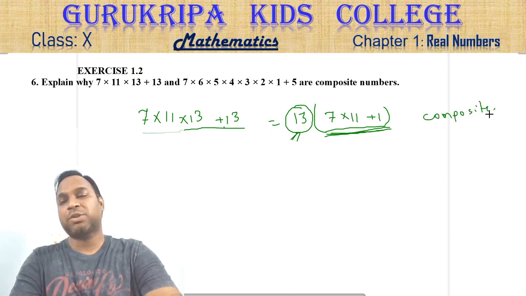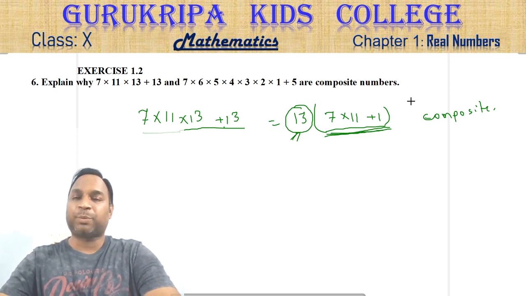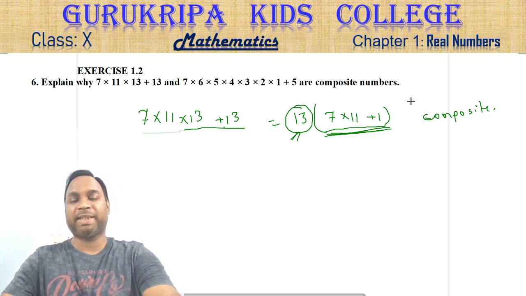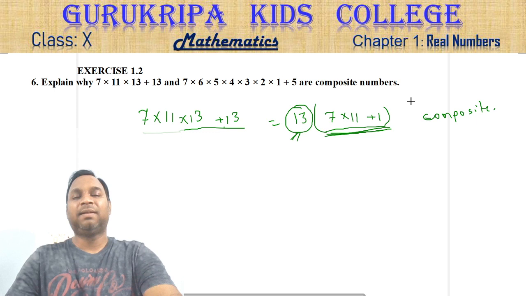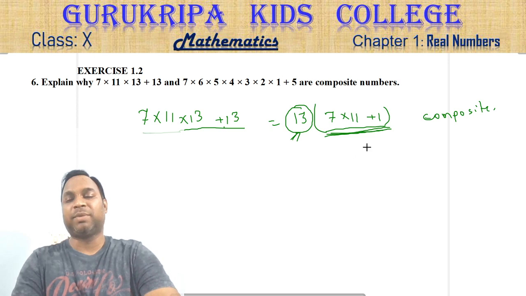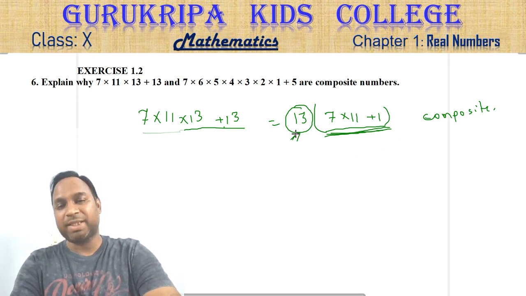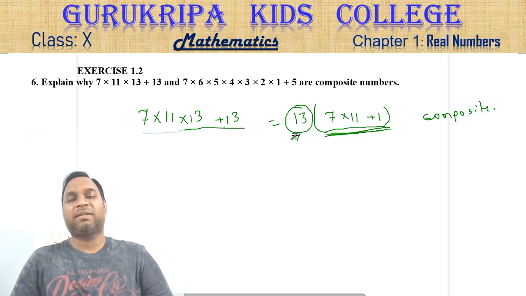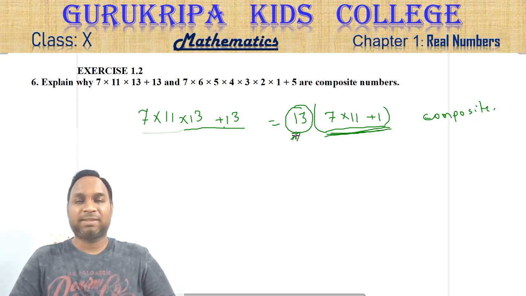Now see, we are not asked to evaluate the number, we are not supposed to find the number, we are not supposed to do anything else. We just have to tell that the number is composite. So we need not do these lengthy calculations. We just have to say that 13 is a factor of this number. Done. That's so simple as that.